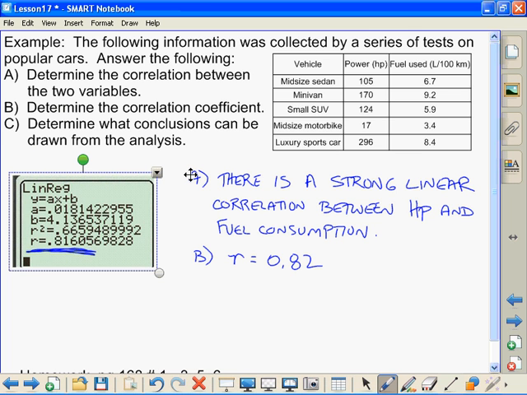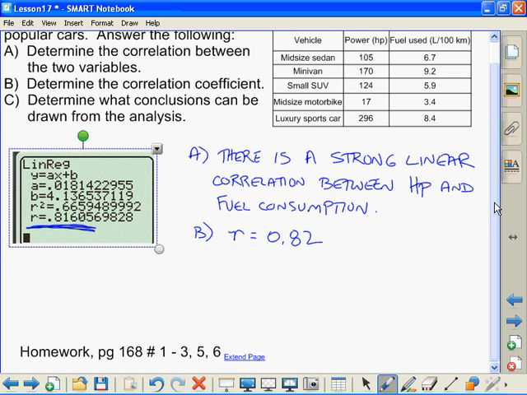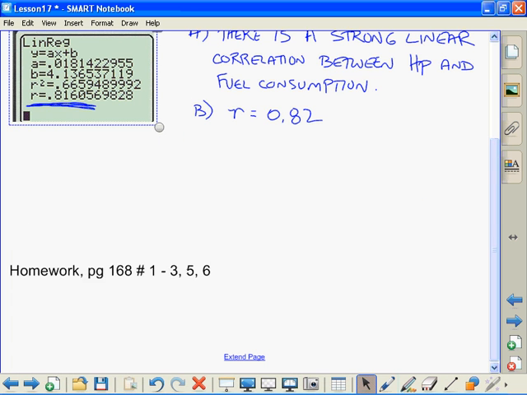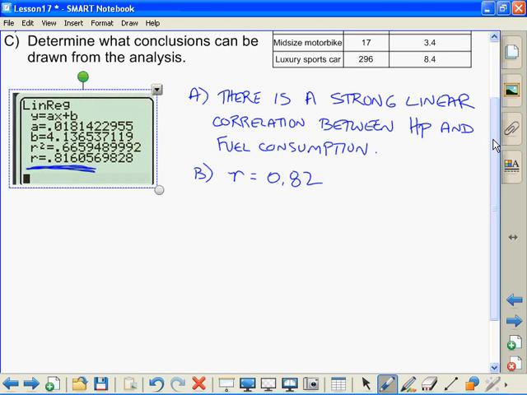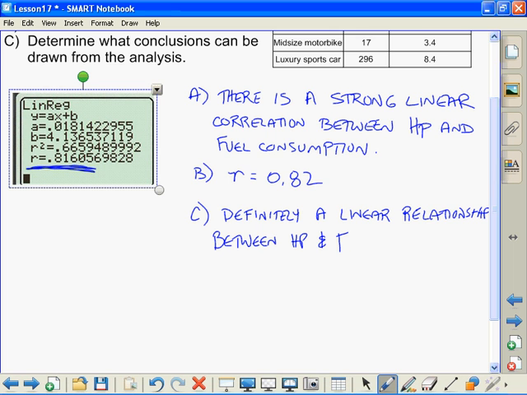All right, so conclusions, and this is really for me, A and B is just practicing using the calculator. It's the C part that you really have to start opening your mind a little bit and not worry about finishing homework, but answering the homework questions, practicing with that critical thinking skill. So what conclusions can be made? Well, I would say that there is definitely a linear relationship between horsepower and fuel consumption.